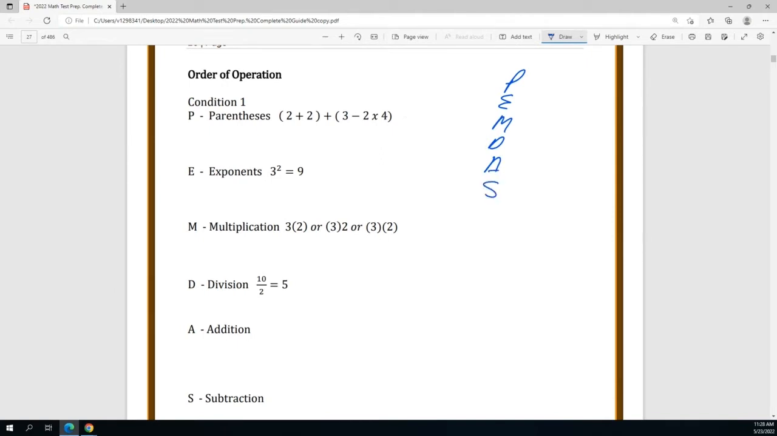PEMDAS. All it is, is an organizational tool to let you know that you would be doing parenthesis problems first, then exponents, multiplication, then division, addition, and finally subtraction. You would do these in a downward fashion, meaning anything in parentheses, then exponents, then multiplication. So when we look at PEMDAS, we'll see that the first thing is parentheses.